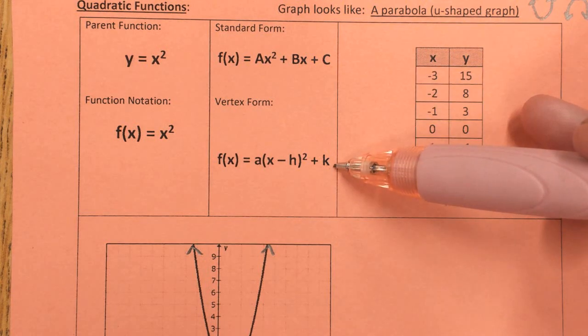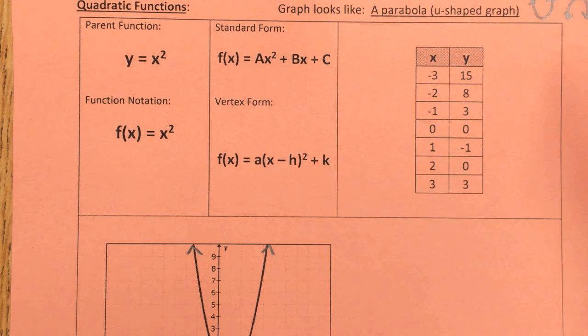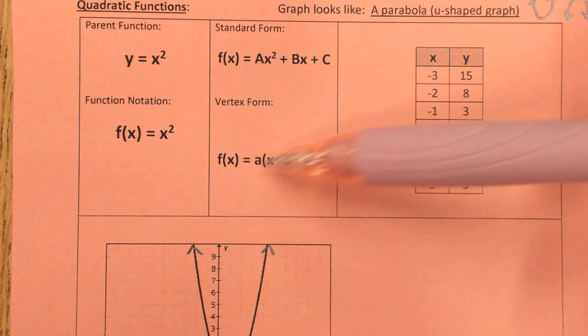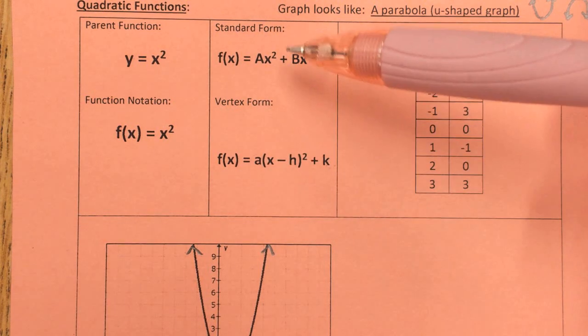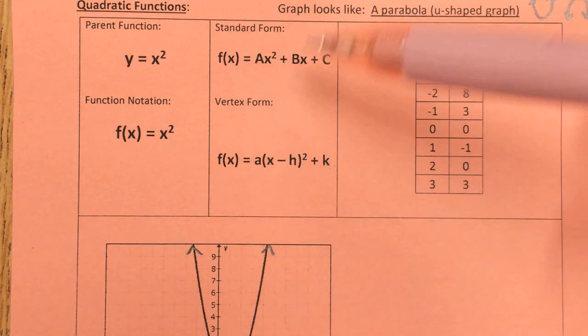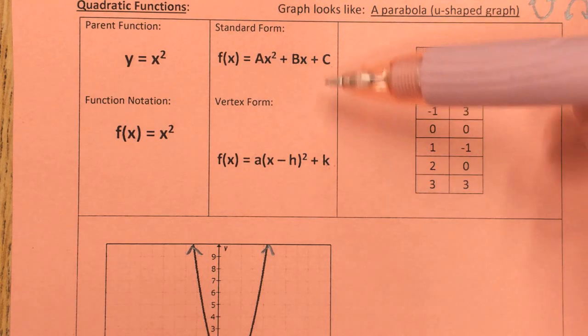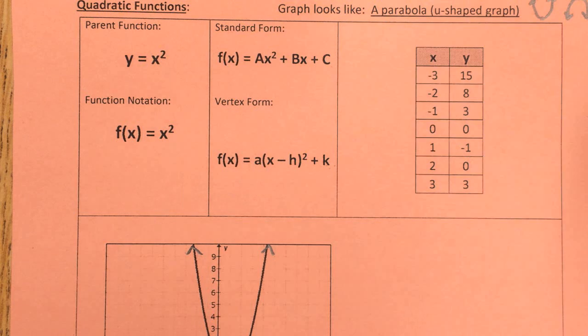I did not used to like vertex form. I thought it was straight up crazy, but now I'm starting to like it. I'm starting to feel good about it. With vertex form, I can find the vertex by looking at this form. Standard form, just like with the standard form of a linear equation, is not a graphing form. It's not going to give us anything really helpful for graphing. The only thing it gives us is the y-intercept is c, and that's it. There's nothing else useful in this form.